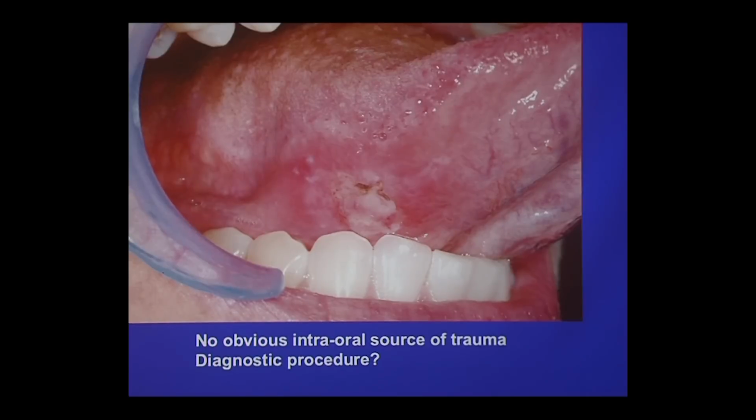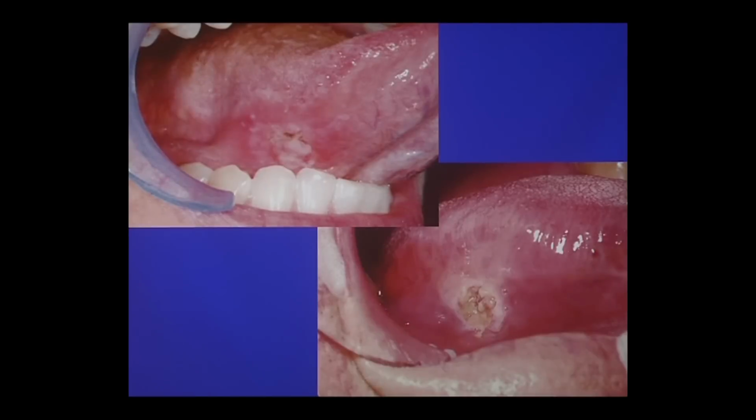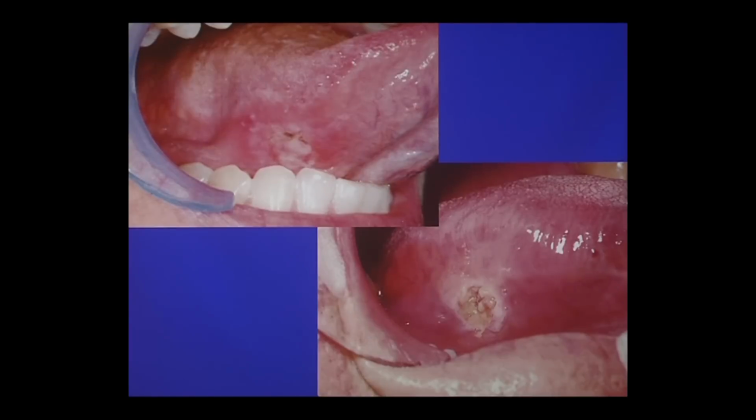But you can see that these two cases look clinically quite similar, right? But they have a very different history. And so basically that's what we do, and that's what we teach our students, to make sure they recognize the difference between this and this once they graduate and they're out there in private practice.